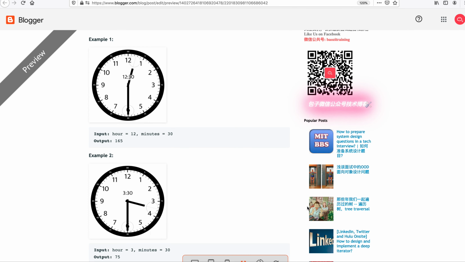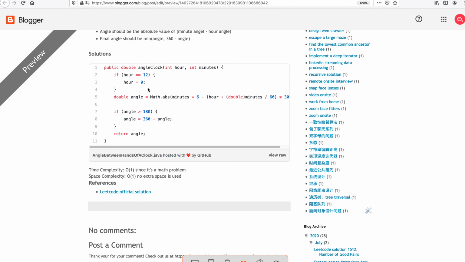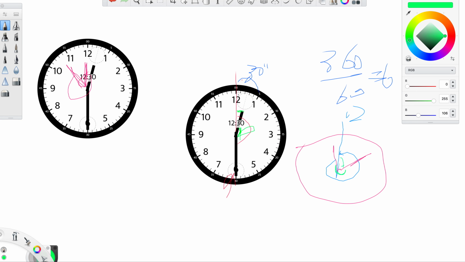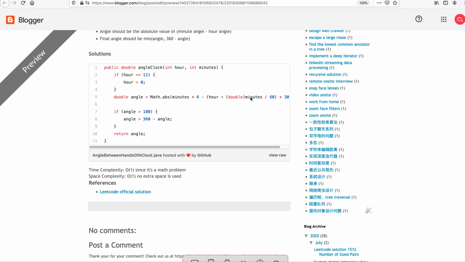So essentially, if you translate this into code, the first thing we do is treat 12 o'clock as 0, because 12 doesn't make sense based on our formula. And then we use this formula, which is the absolute value. You use minutes times 6, which is the degree of each minute, minus the hour times 30, since each hour is 30 degrees, like I said, right? Plus the minutes over 60 times 30, which is the percentage of how much the hour hand moves in between. And then you have the angle, and if the angle is larger than 180, since you want the smaller one, you just use 360 minus the angle.